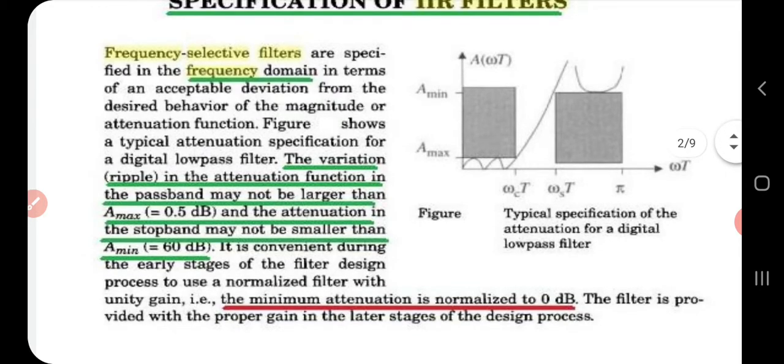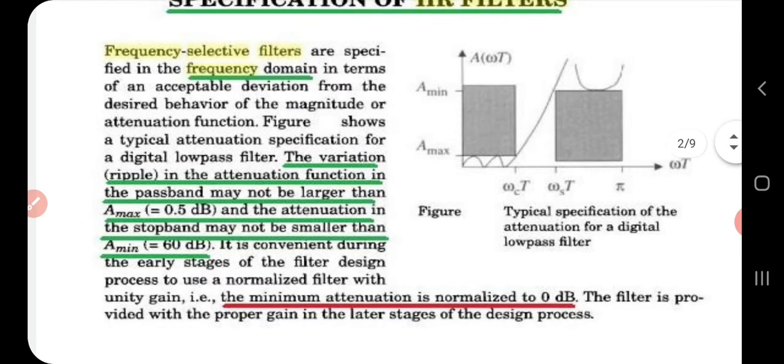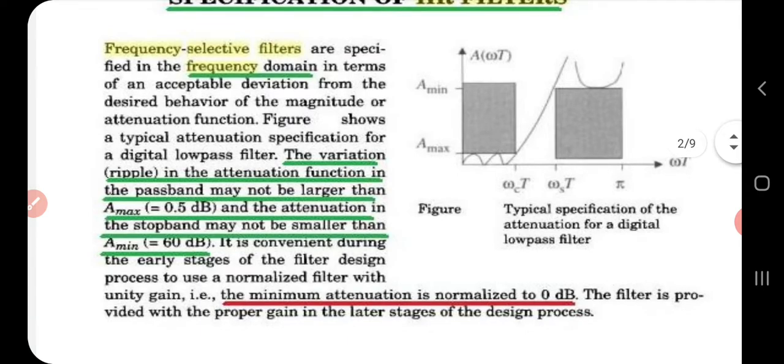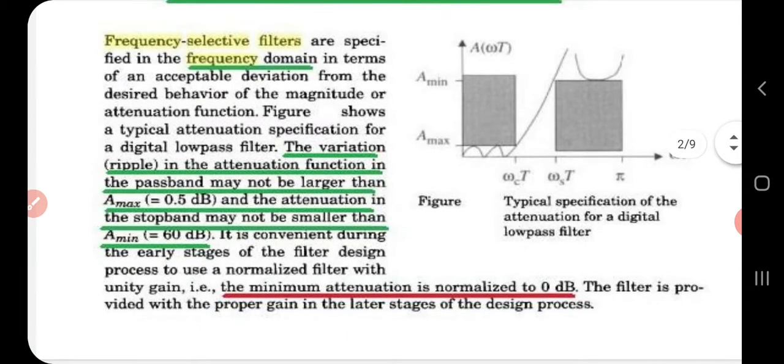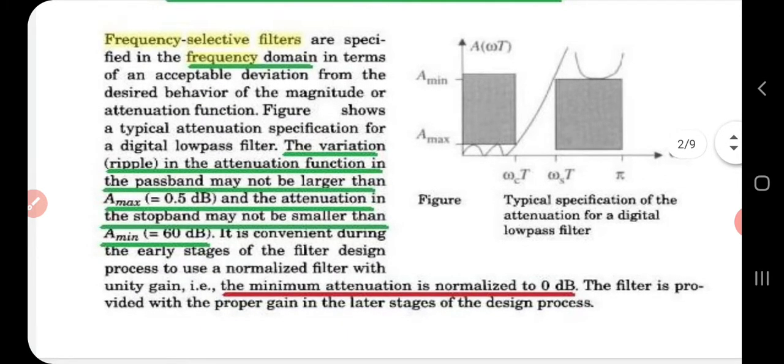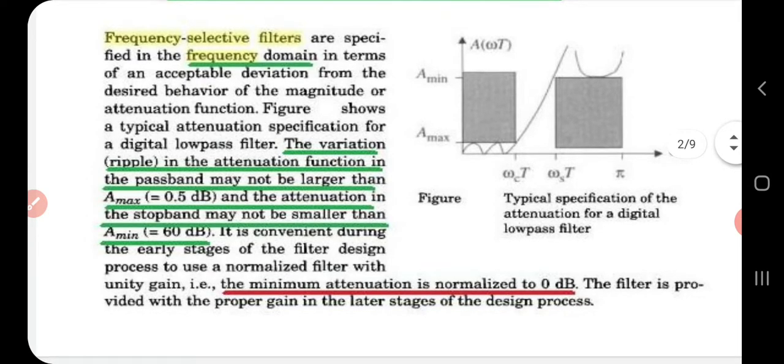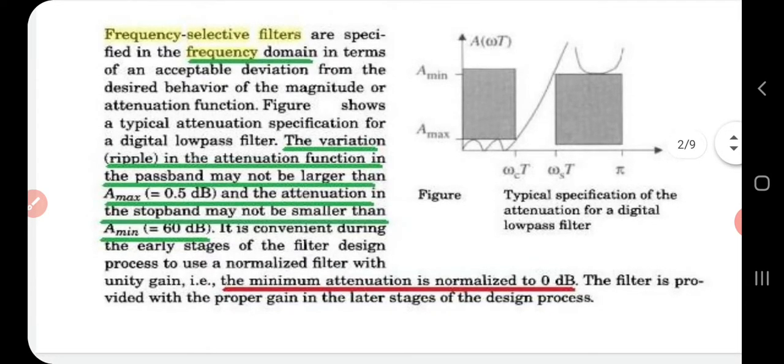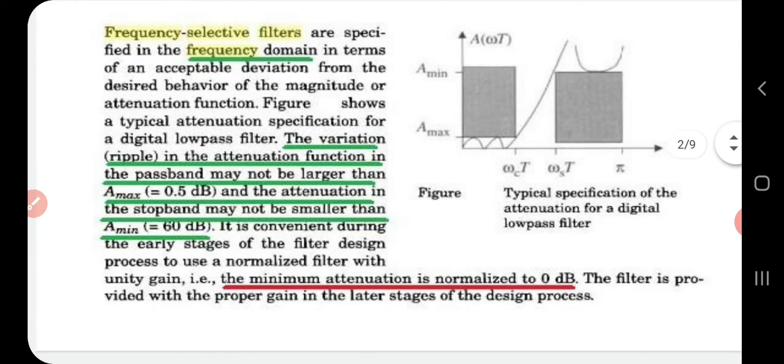So one specification is that the variation or ripple in the attenuation function in the pass band should not be greater than 0.5 decibel, and the attenuation in the stop band must not be smaller than 60 decibel. So that is a specification. In the pass band the attenuation function should not be greater than 0.5 decibel, whereas in the stop band the attenuation function must not be smaller than 60 decibel.